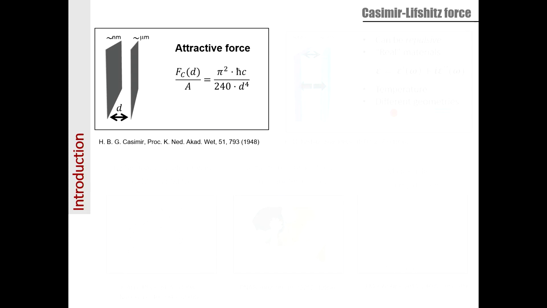As we have seen during the previous talks, the Casimir force establishes that two perfectly conducting, infinitely thin plates at zero temperature and in vacuum will be attracted by a force per unit area given by this expression here, where D is the distance between the two plates. Because of this distance dependence, it is important to measure this force in the nano and the micro scale.